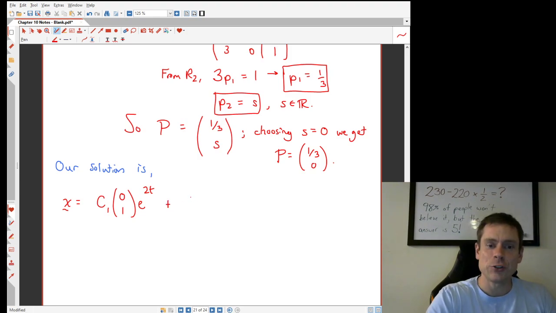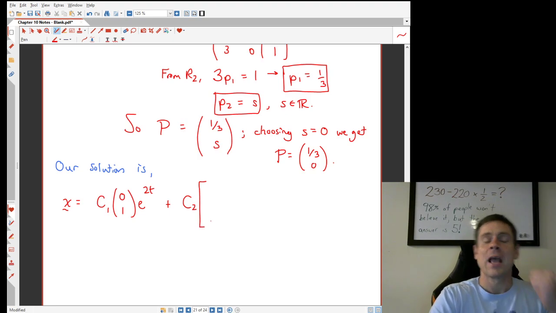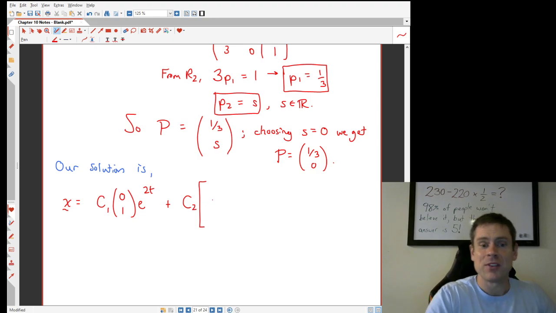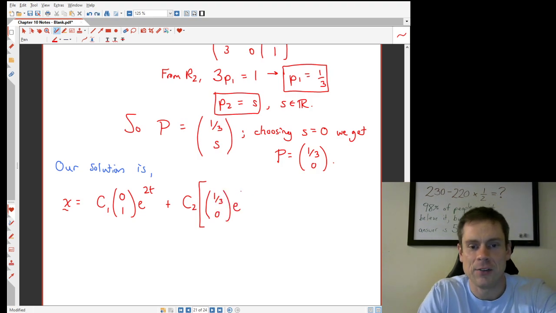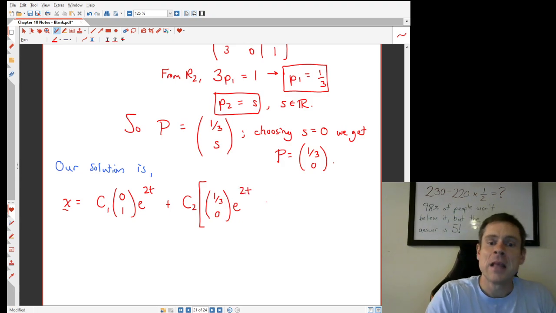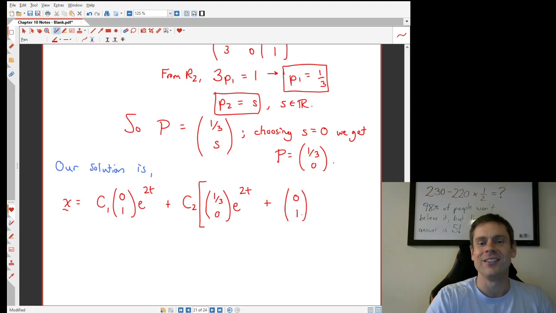The second solution is bigger, c2 times. And now, what do I need? I need the new thing times e to the 2t. So c2 is going to be hit by 1/3, 0, e to the 2t, and then plus the old thing, the old eigenvector, the original, the OG v, 0, 1, this time t e to the 2t.